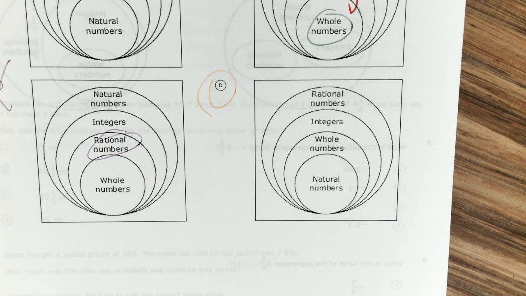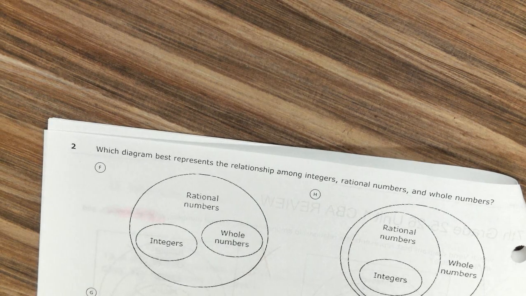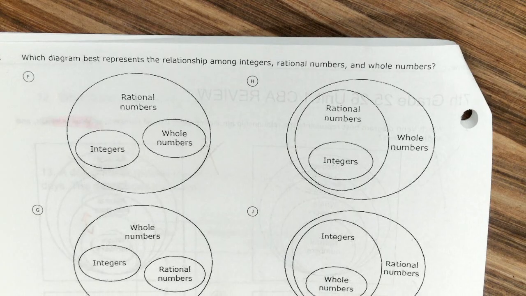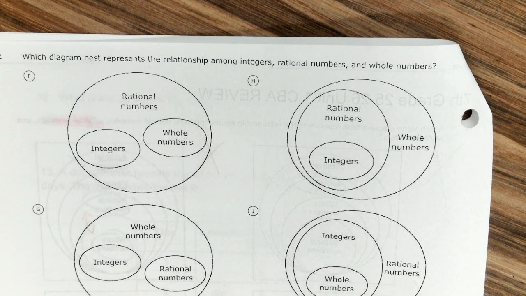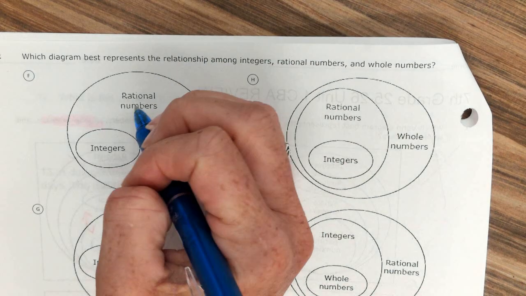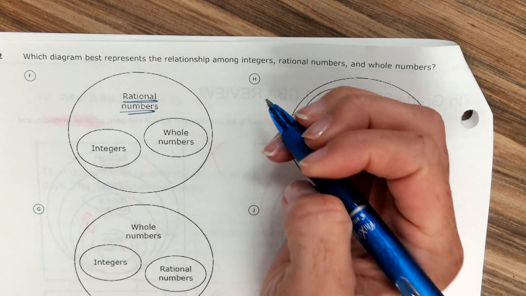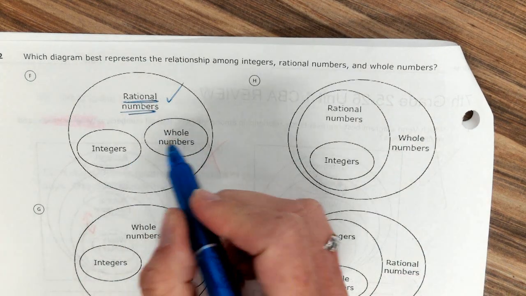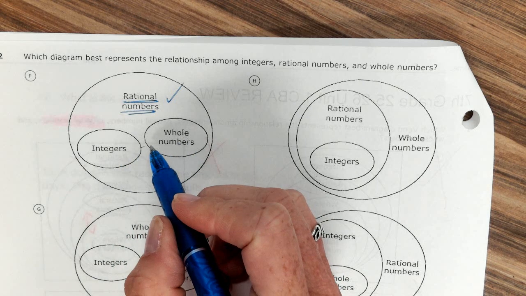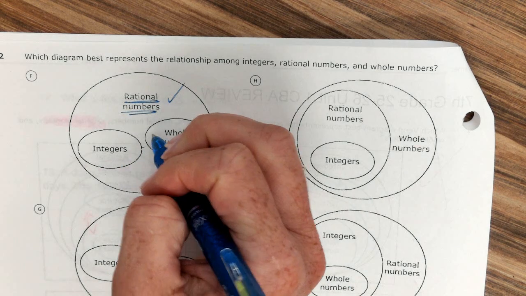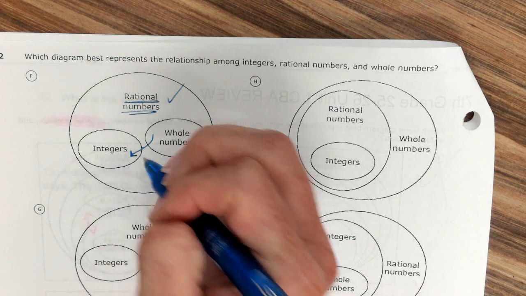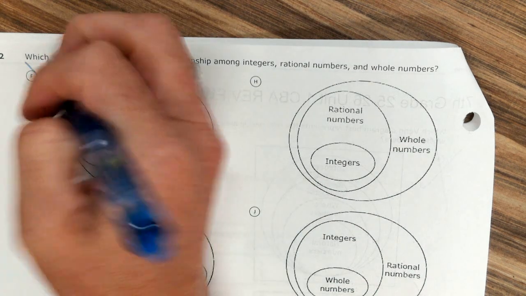The next question is the exact same question, just presented a little bit differently. So, what is wrong with F? They have rational as the main topic. That's good, yes? What's wrong with this? Whole numbers is supposed to be inside integer. Whole numbers is a subcategory of integer. They should not be separate.